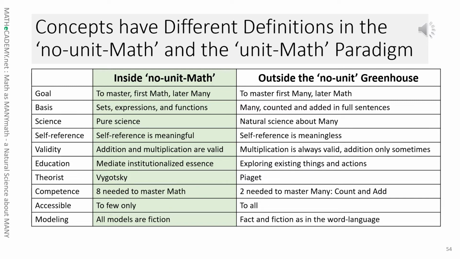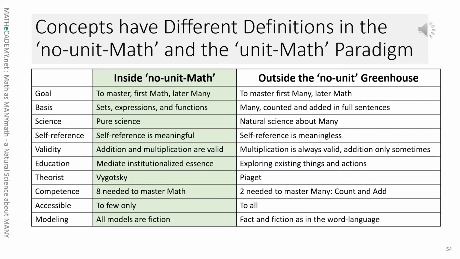Self-reference. Inside, it is meaningful. Outside, it is meaningless. Validity. Inside, addition and multiplication are both always valid. Outside, multiplication is always valid, addition is only sometimes valid. Education. Inside, it is mediating institutionalized essence. Outside, it is exploring existing subjects. Theorist. Inside, it is Vygotsky. Outside, it is Piaget. Competence. Inside, 8 is needed to master math. Outside, 2 is needed to master many, count and add.